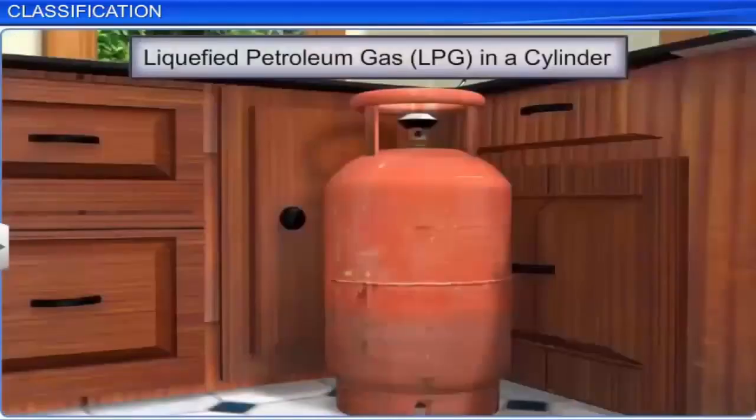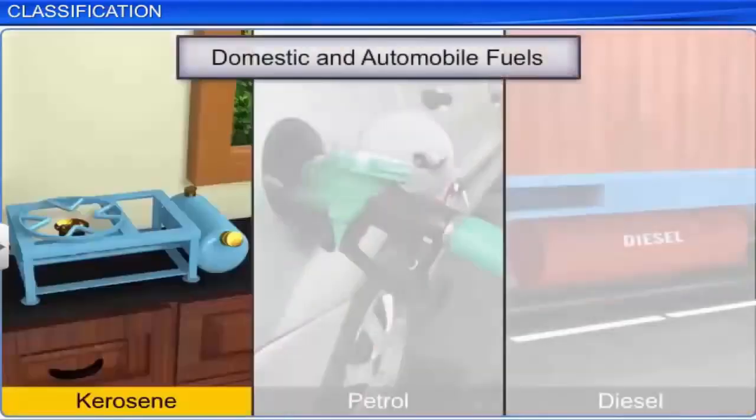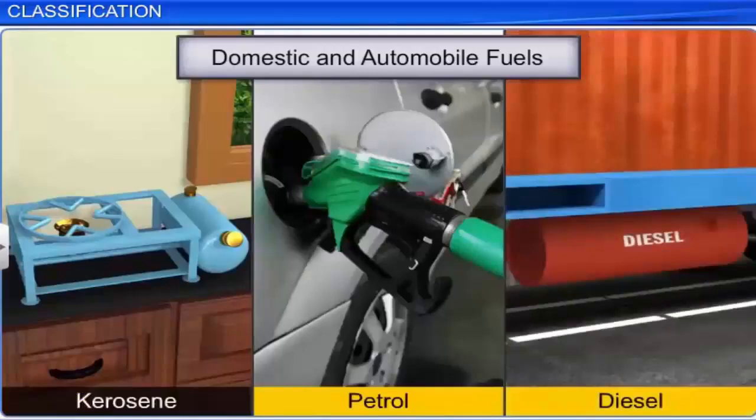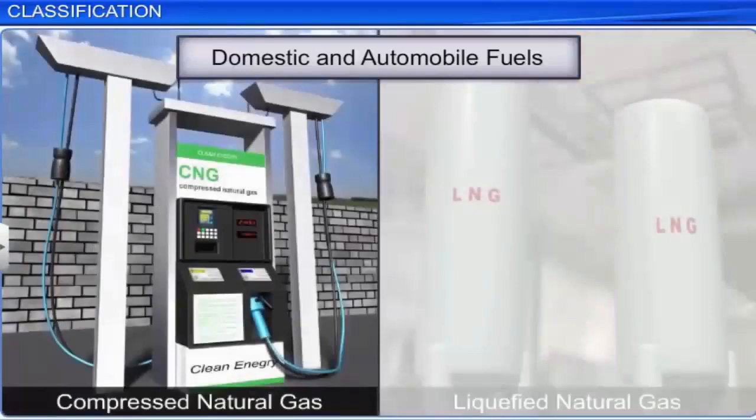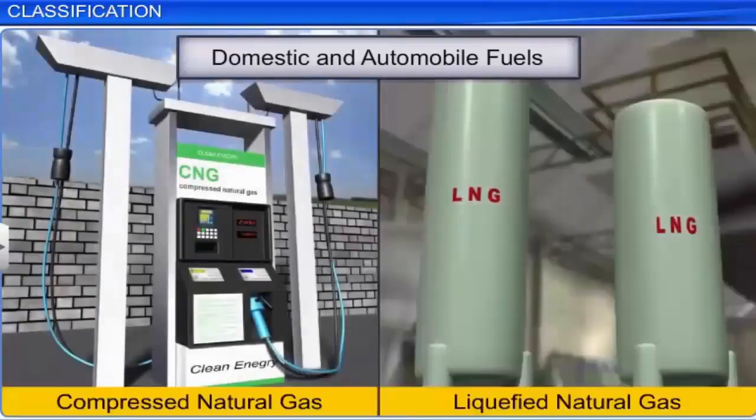Liquefaction of petroleum gas renders a very useful domestic fuel in the form of LPG. Kerosene oil is also used as a domestic fuel, but it is more polluting as compared to LPG. Petrol and diesel are also used as automobile fuels. Among the automobile fuels used, CNG or LNG are the clean fuels. That is, these are non-polluting fuels.